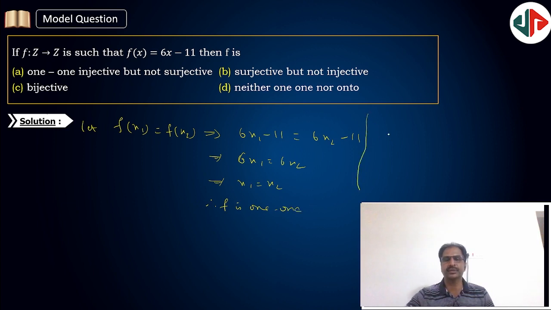Next, how to check whether it is onto or not. Consider the given function as y. What is x from this? (y plus 11) by 6. Now, f is mapping from Z to Z. So x is an integer and y is an integer. Now, if y is equal to 2, let us say, then x becomes 13 by 6, which is not an integer.